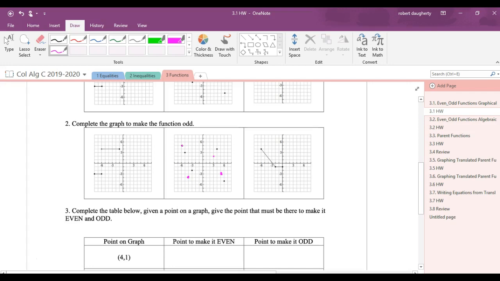Okay, that one's a little bit tricky. It's easier to see things like this. The odd function here, to get to this point, left 1, up 4. So right 1, down 4 is right here. To get to this point was left 6, up 4. So right 6, down 4 is right here.